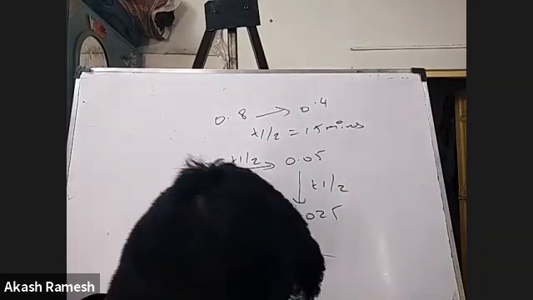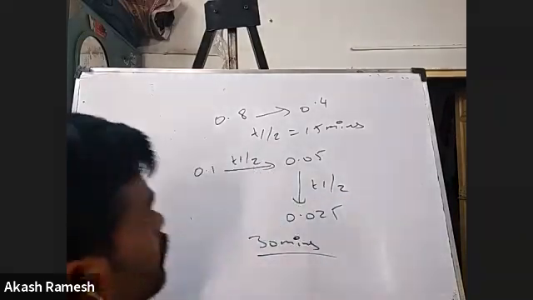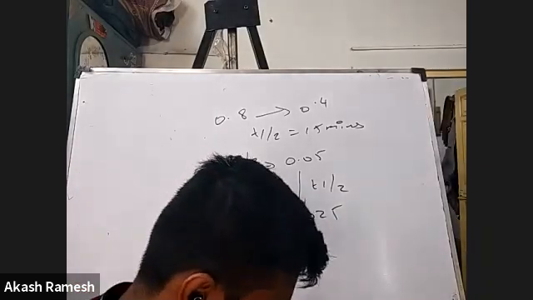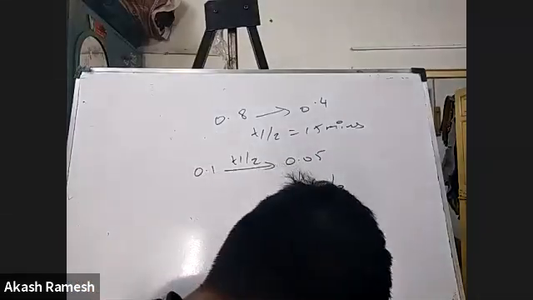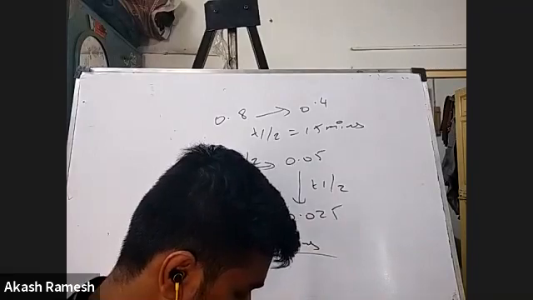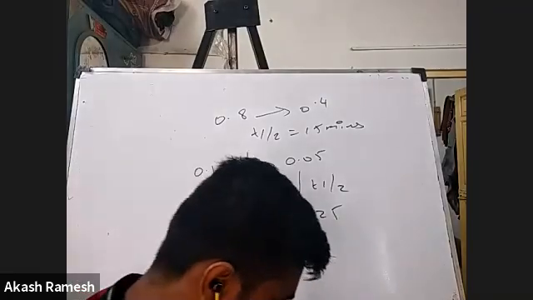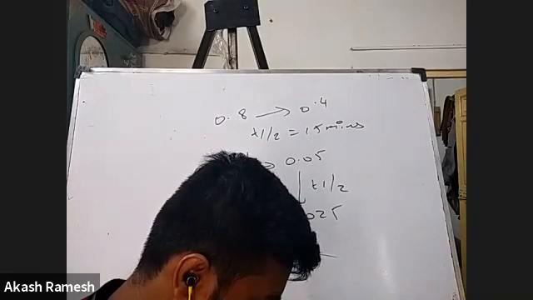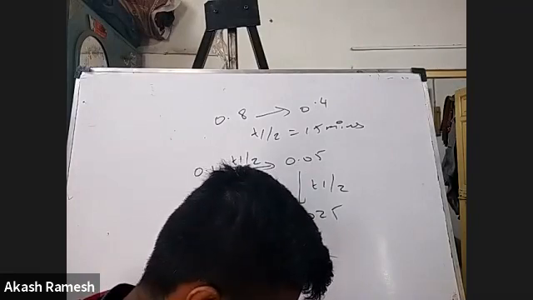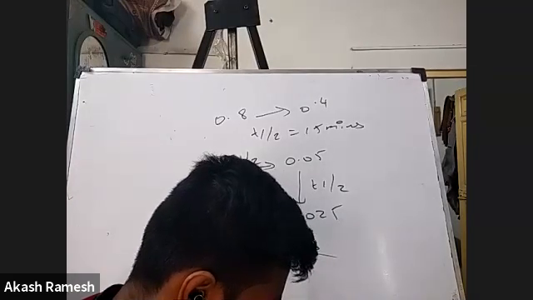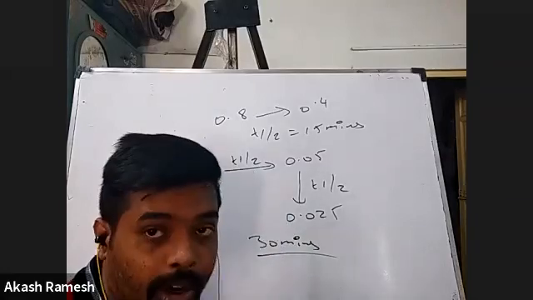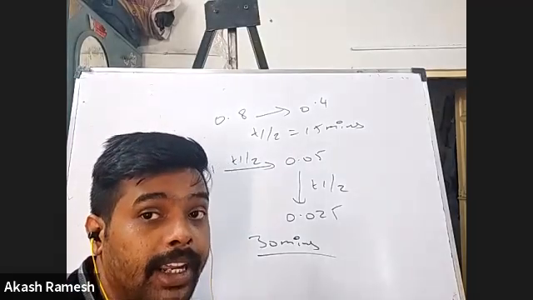The half-life period of a first order reaction is 6.93 minutes. Right? Now the question is, find the time required for the reaction to get 99% completed. Find the time taken for the reaction for getting 99% completed.